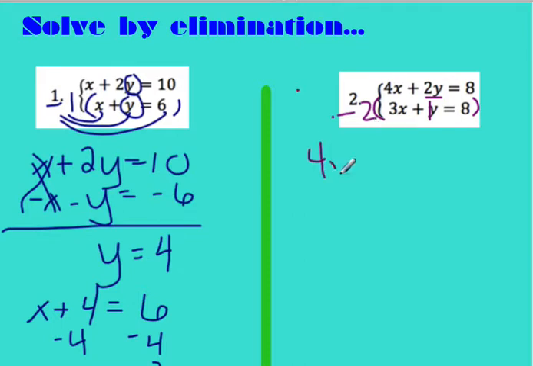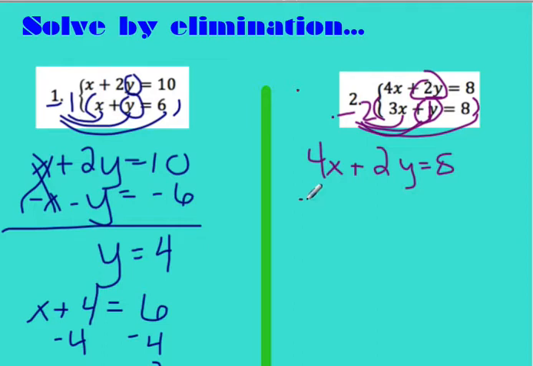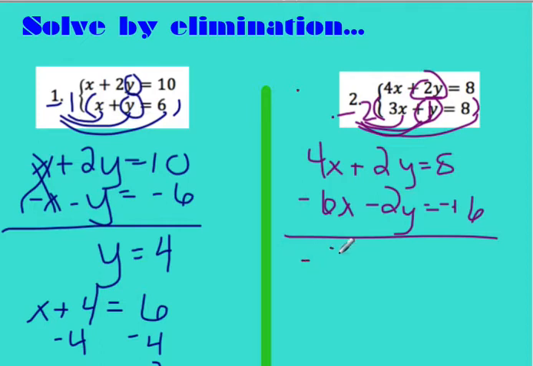I have 4x plus 2y is equal to 8. That's going to stay the same. Now I'm going to multiply this bottom one by a -2, because when I take 1 times a -2, I get the opposite of that term there. So I get -6x minus 2y is equal to -16. Now I can go ahead and add down the columns. 4x minus 6x is -2x. Your y's cancel out. -16 plus 8 is going to give me -8.